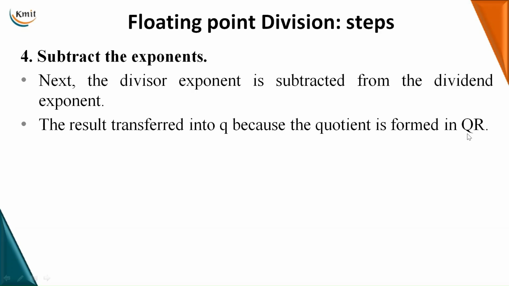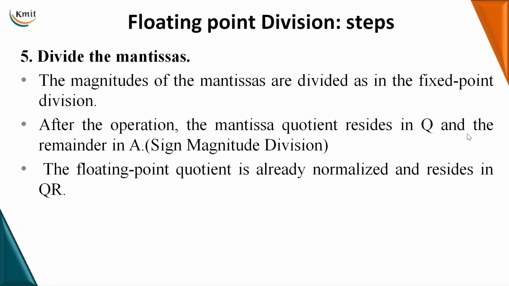The next step is dividing the mantissas. Now till now we are done with checking for zeros. You have aligned your exponent, you have subtracted your exponents, you have aligned your dividend in such a way that there is no divide overflow situation. So the next and final step of your division operation is dividing the mantissa part of your data. So the magnitudes of the mantissas are divided based on the fixed point division algorithm. So this is similar to how you perform a sign magnitude division algorithm.